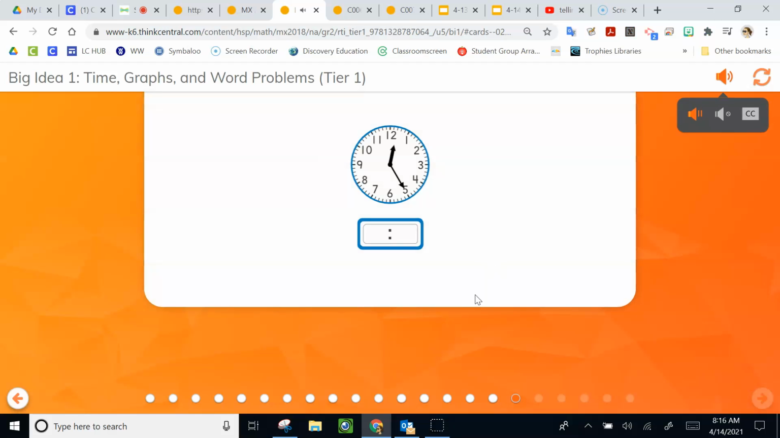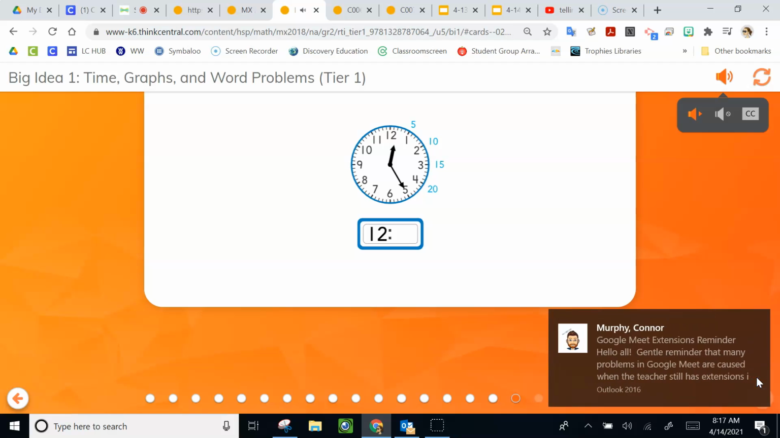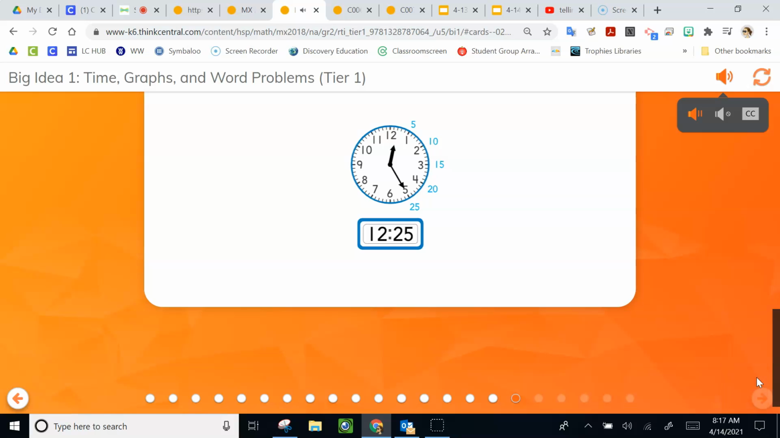When the minute values are not labeled, you can count by 5s to find the time. What time does this clock show? The hour hand shows that it is after 12 o'clock, but before 1 o'clock, so the hour is 12. To find the number of minutes after 12, count by 5s. Remember, the numbers on the clock help us count by 5. 5, 10, 15, 20, 25. It is 25 minutes after 12, or 12:25.